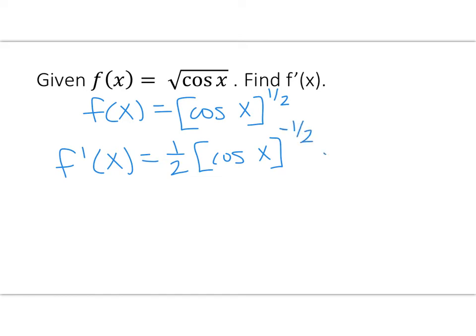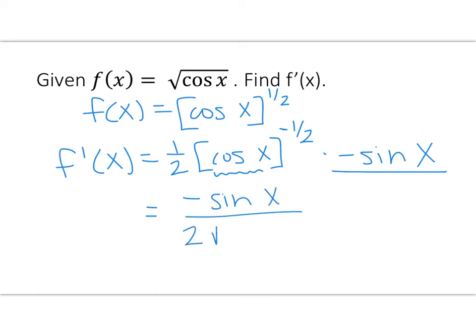But now I have to do this extra step. This is the chain rule, and I take the derivative of what was here. So the derivative of cosine x is negative sine x. And now I can just clean this up just a little bit. So I have negative sine of x all over 2 square root cosine x.